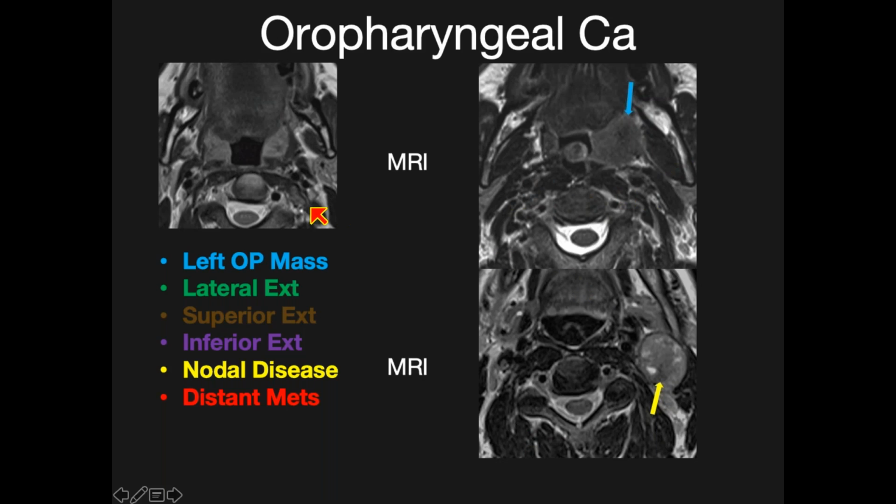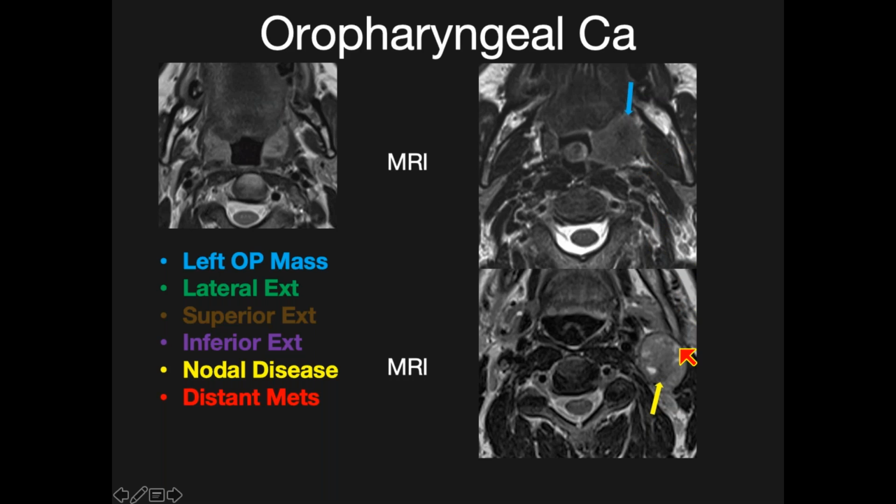Oropharyngeal tumors are quite common, more common than the nasopharyngeal types, and have an increasing incidence. You can see the normal palatine tonsil here, and then an abnormal left tonsillar mass. The surgeon can see the mass on nasoendoscopy. What they cannot see is the deep extent of the disease, and also the nodal status as well as distant metastasis.